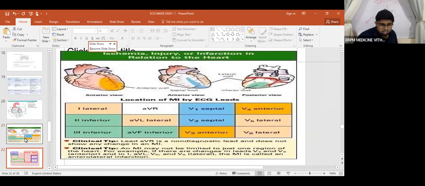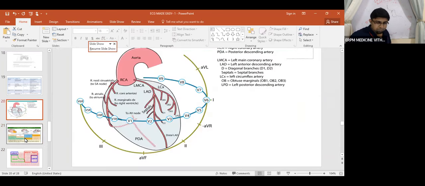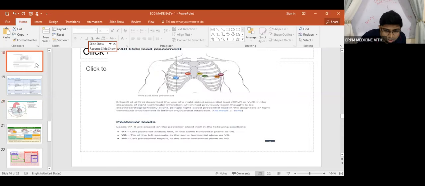Okay. There's a photo in the next presentation. You put some leads in the back. So now we stopped at V6. The leads you put in the back, you will call as V7, V8, V9.